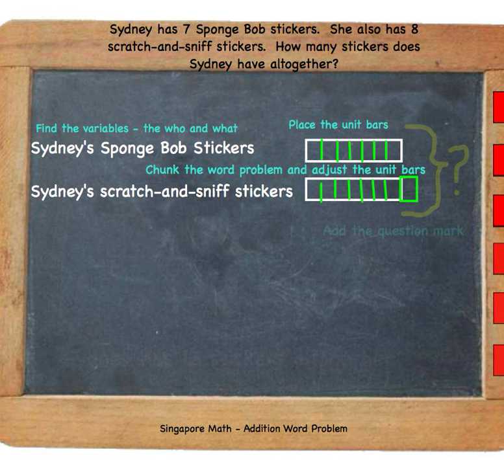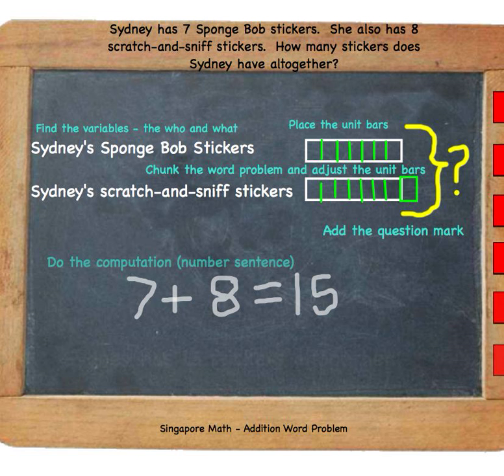Next, we're going to place the question mark. We're going to add this cool teacher squiggle to show that we are thinking about adding these 2 bars together to get our answer, and we'll put the question mark outside of the teacher squiggle. Next, we're going to do the computation. 7 plus 8 equals 15. 7 for the SpongeBob stickers, 8 for the Scratch and Sniff stickers, and 15 for the answer.